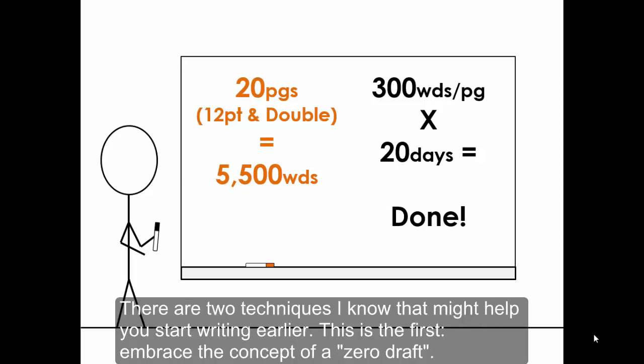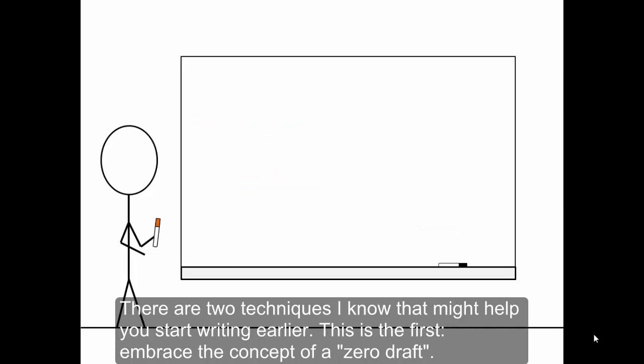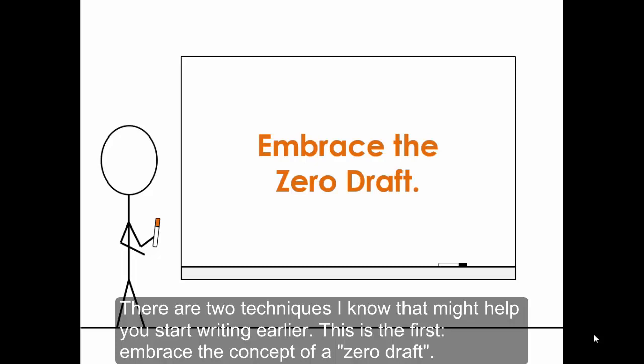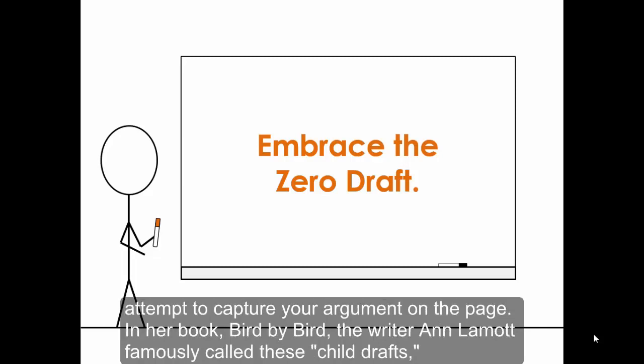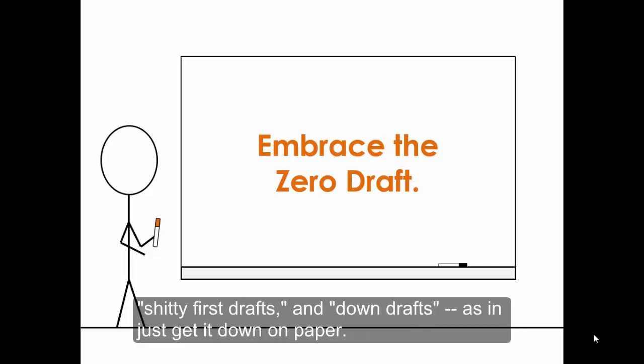There are 2 techniques I know that might help you start writing earlier. This is the first. Embrace the concept of a zero draft. If you're familiar with first drafts or rough drafts, think of the zero draft as a cut below them. A zero draft is your first, very crude attempt to capture your argument on the page. In her book, Bird by Bird, the writer Anne Lamott famously called these child drafts, shitty first drafts, and down drafts, as in just get it down on paper.